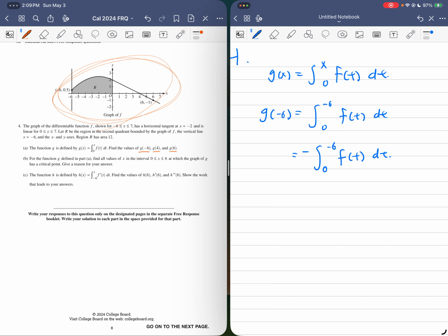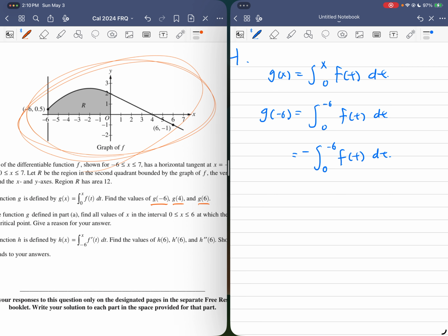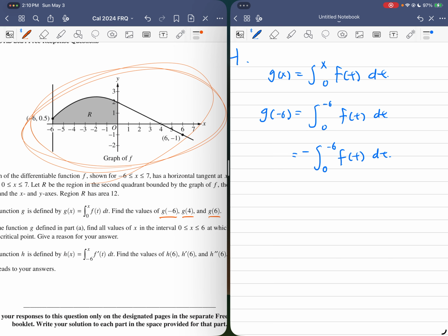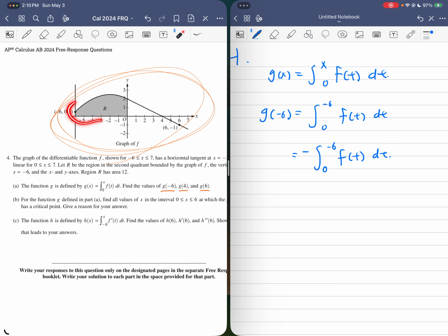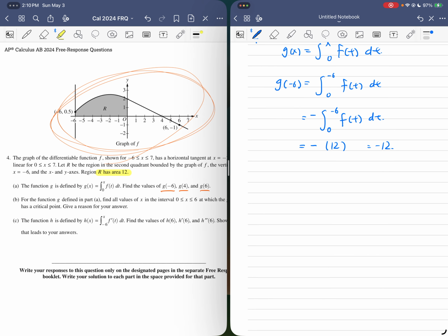Let's see. How do I find this one? -6 to 0. Yeah, -6 to 0. It's going to be this one, right? Well, this one says region R has an area of what? 12. So this is 12. But there's a negative in front, so it's going to be -12. Okay, that's 1 point.